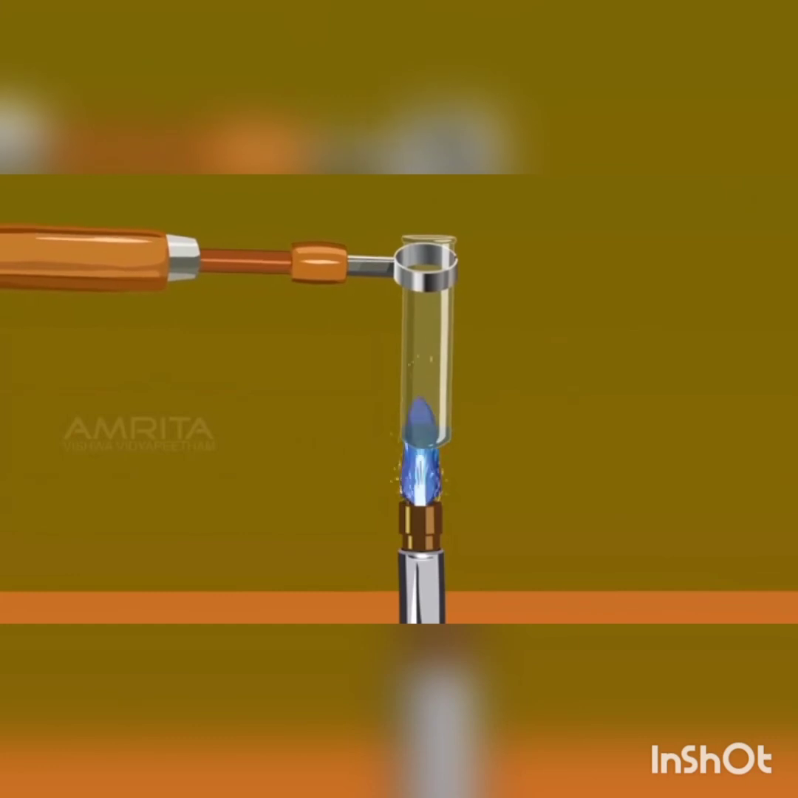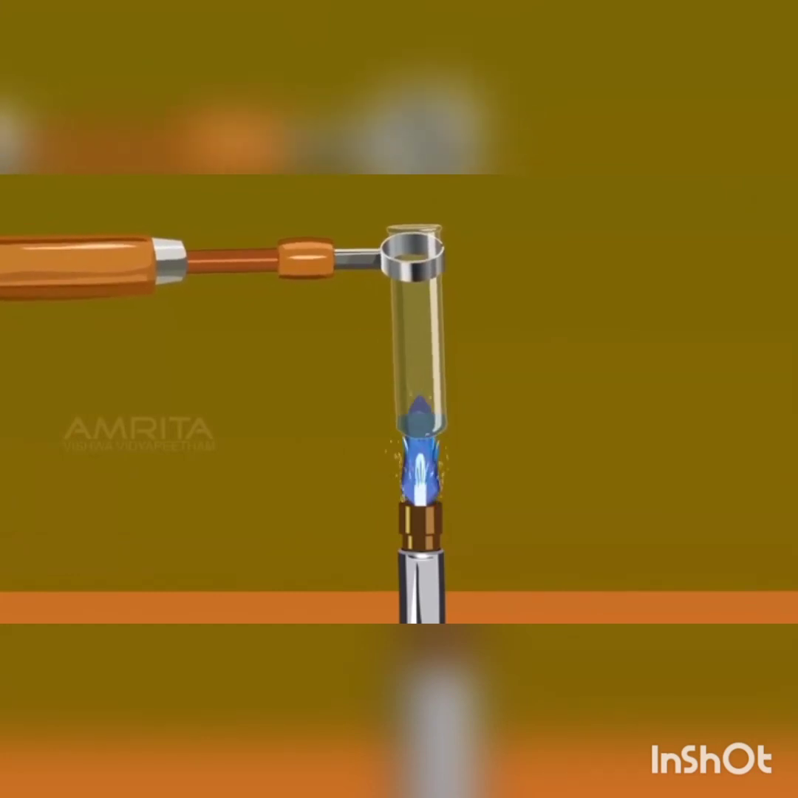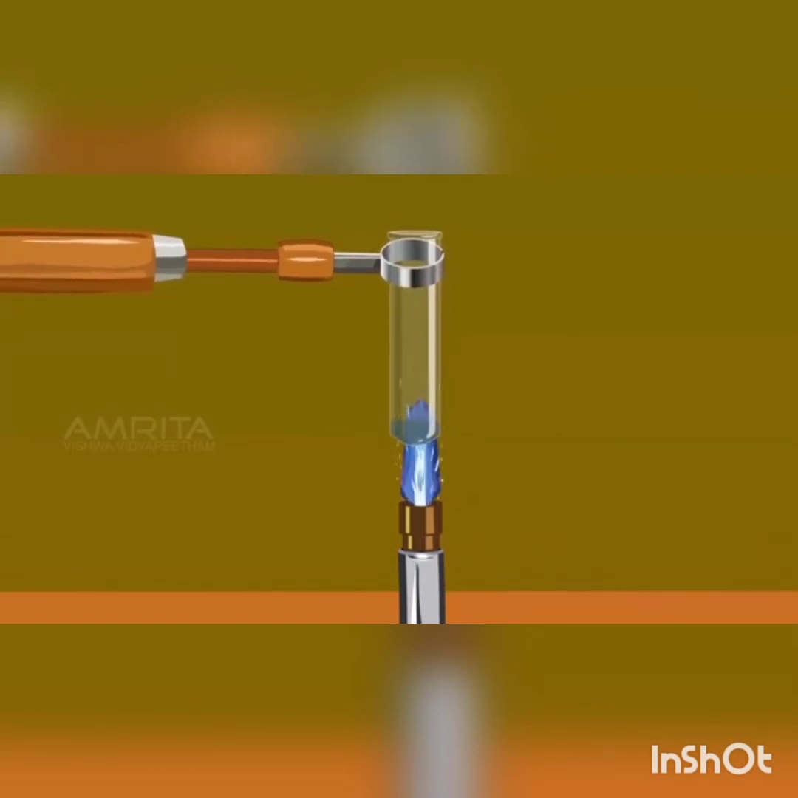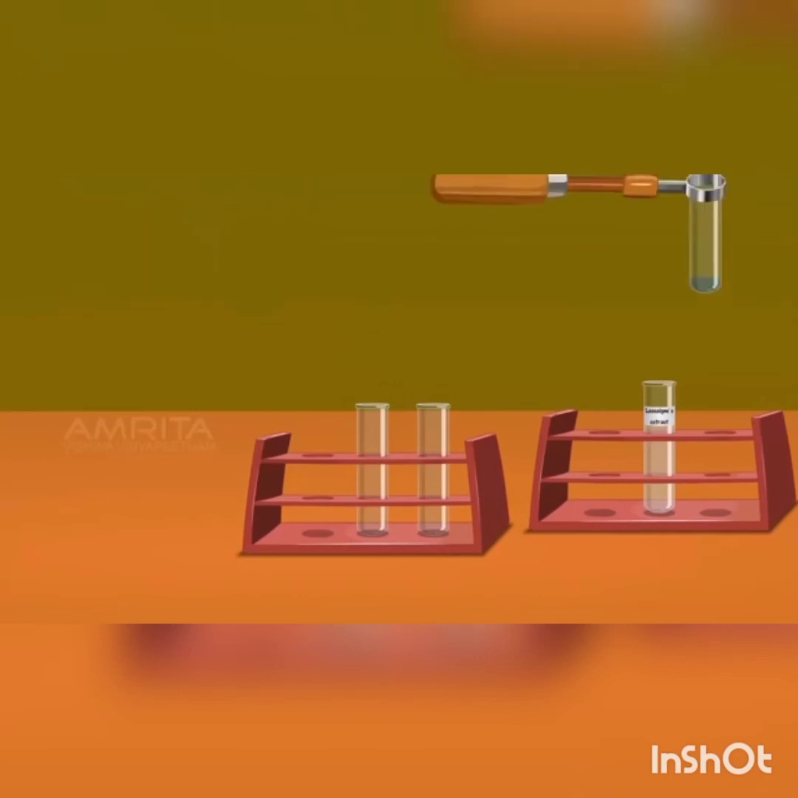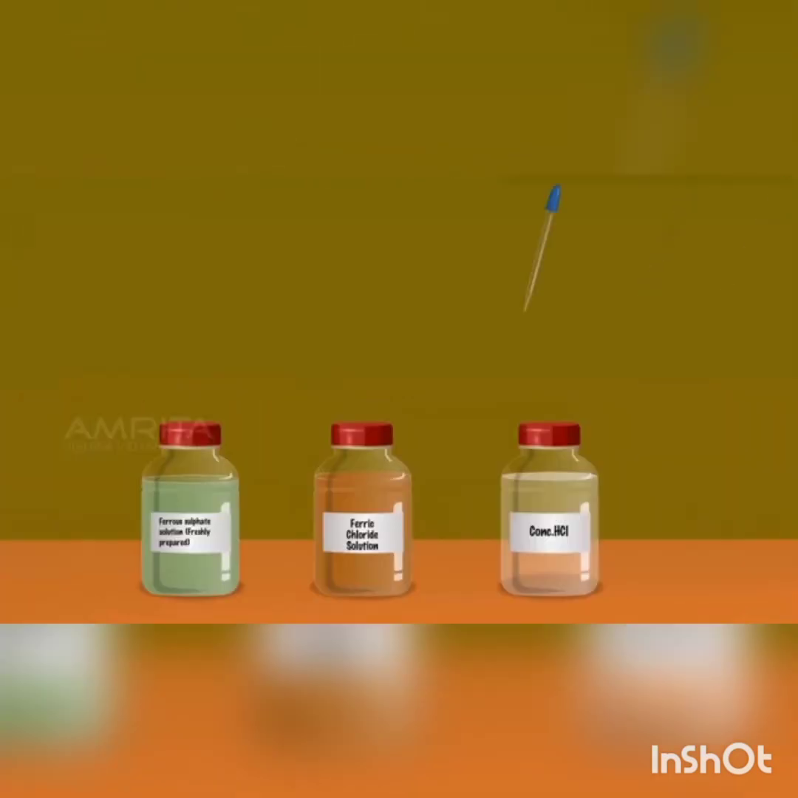The sodium cyanide formed during the preparation of Lassaigne's extract is converted to sodium ferrocyanide on treating with ferrous sulfate. Place the test tube in the test tube rack. Take a small amount of ferric chloride solution using another dropper.